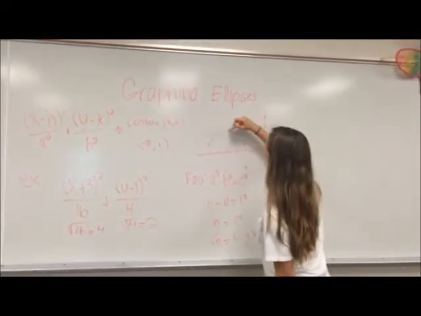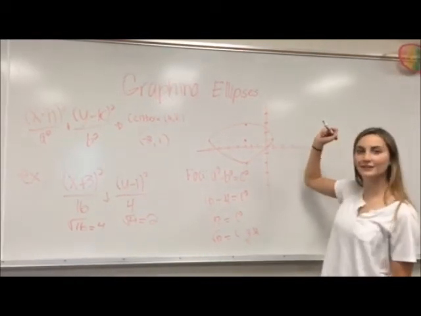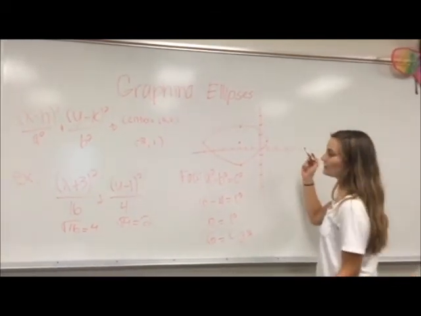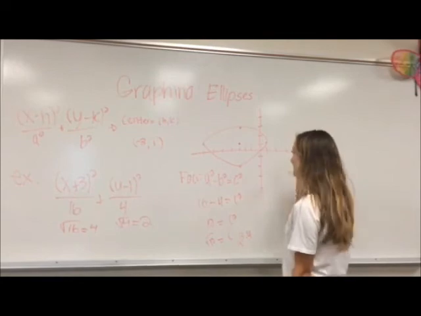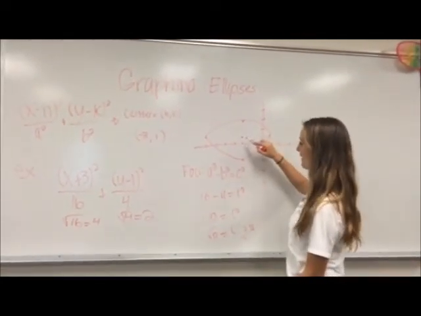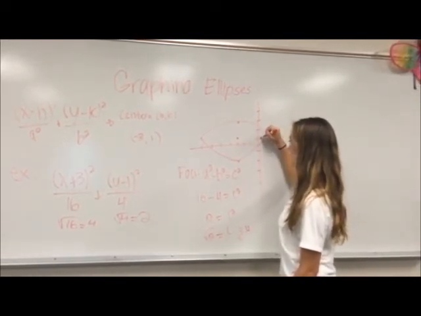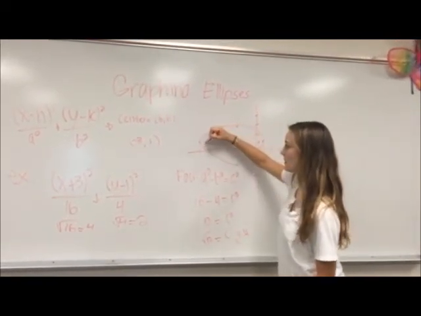Then you draw the ellipse. And that's it. And then you could do the foci if you want. They're left and right of the center, so it would be right here, and we're about there.